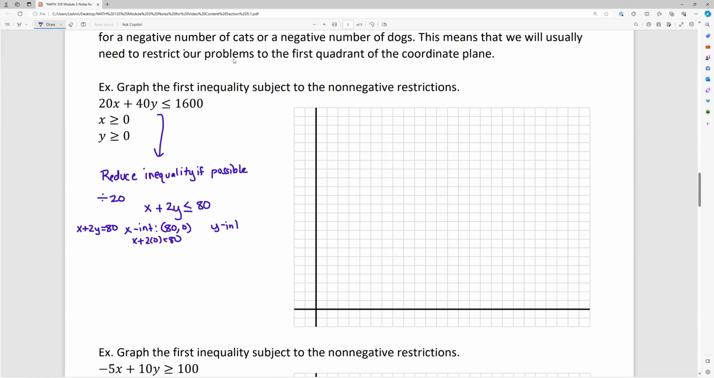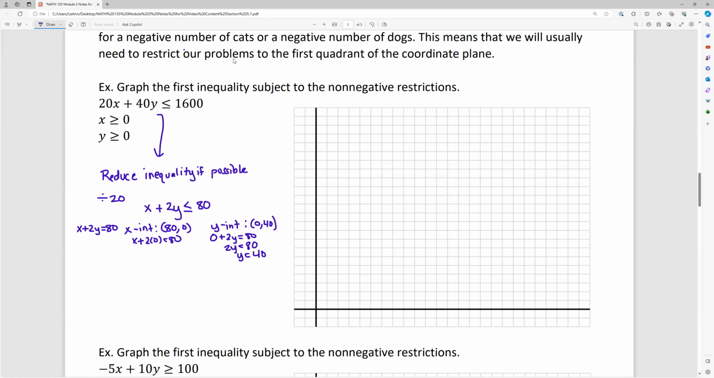My y-intercept is going to be plugging in 0 for x. So 0 plus 2y equals 80. So 2y equals 80 means that y equals 40. So that would be the point (0, 40). Okay, so that's going to help me with my scaling down here.